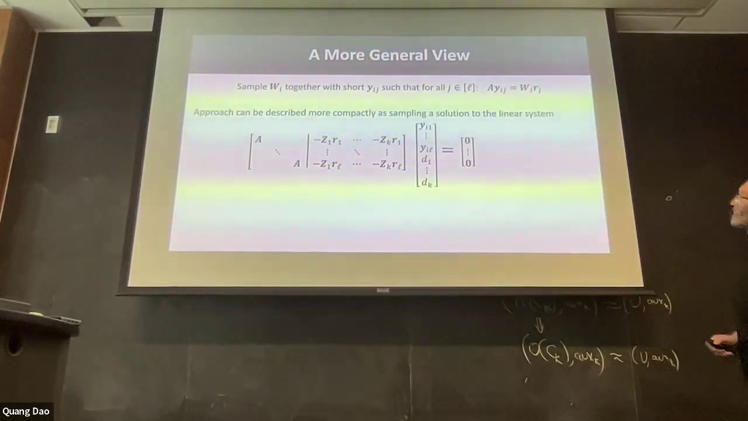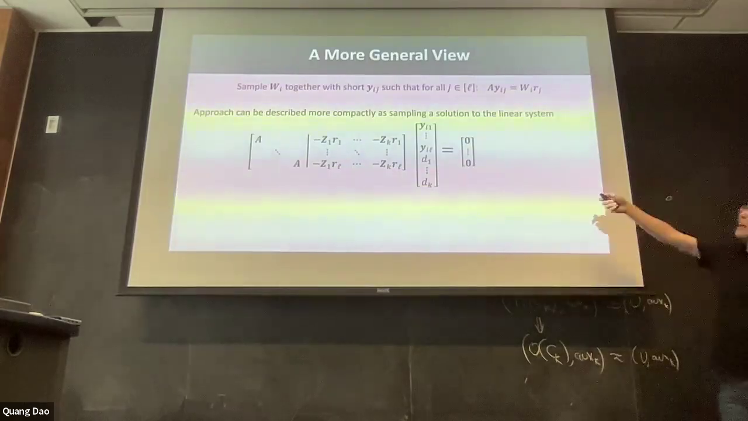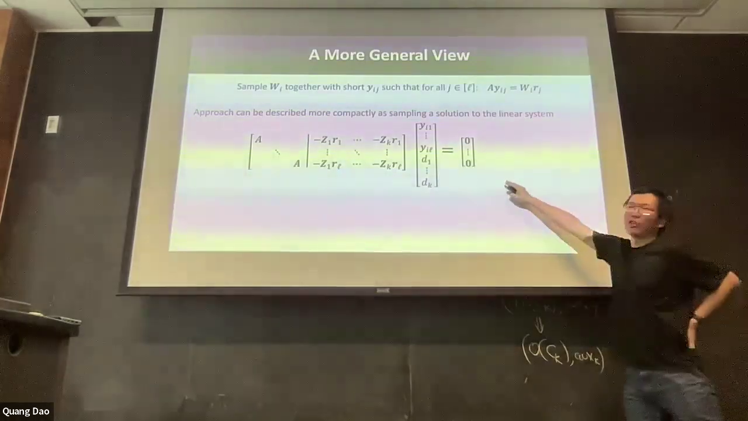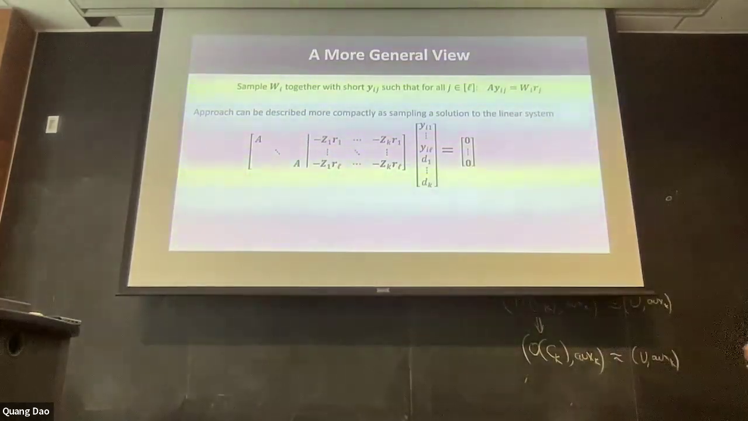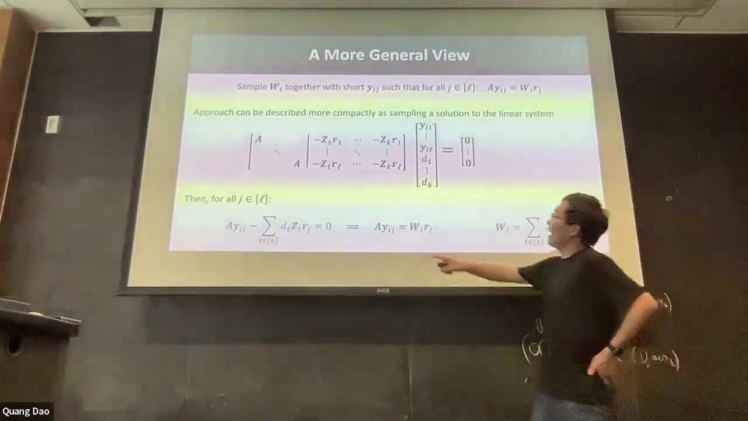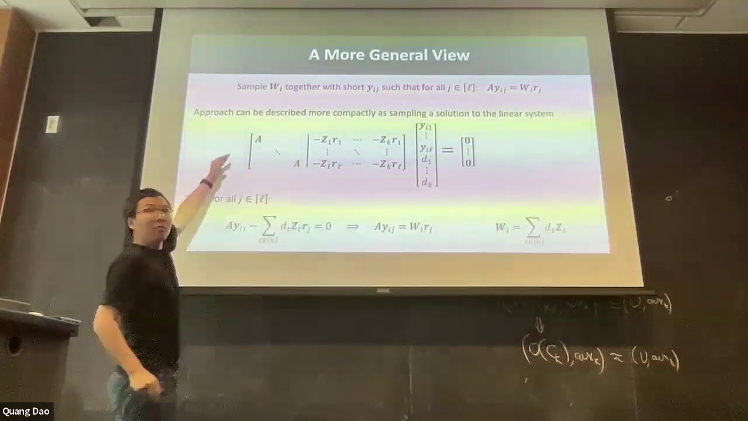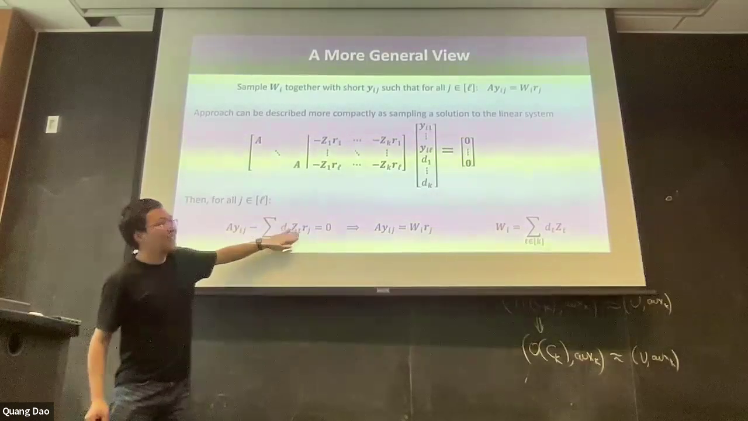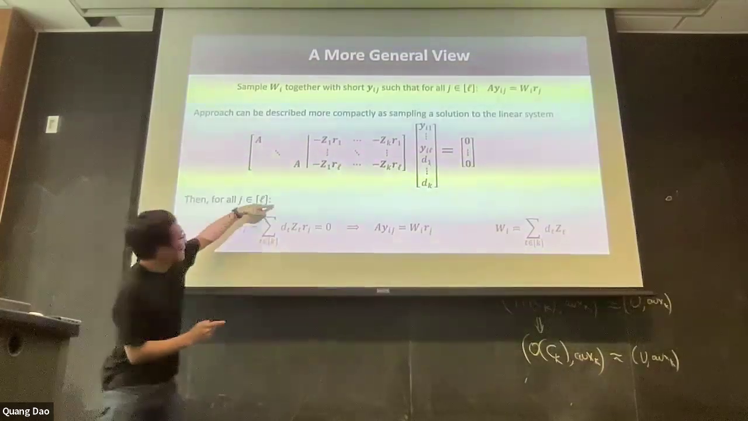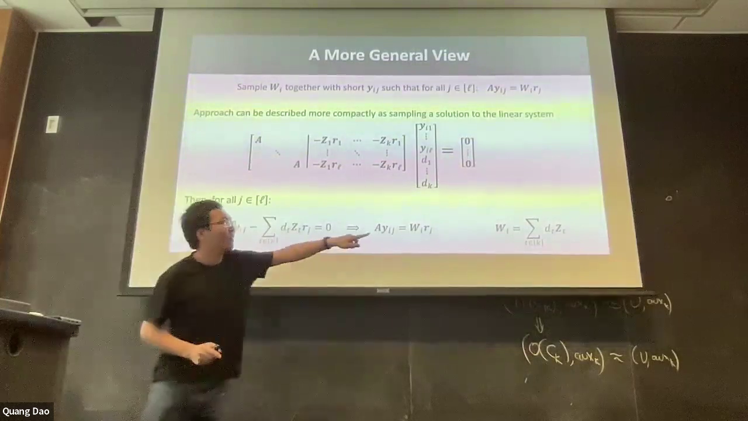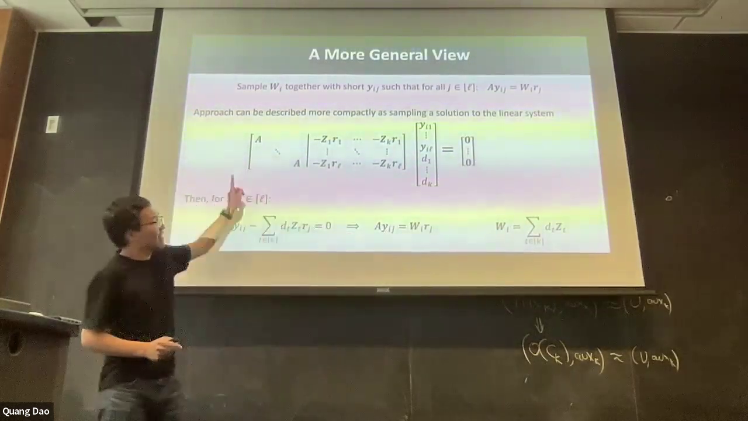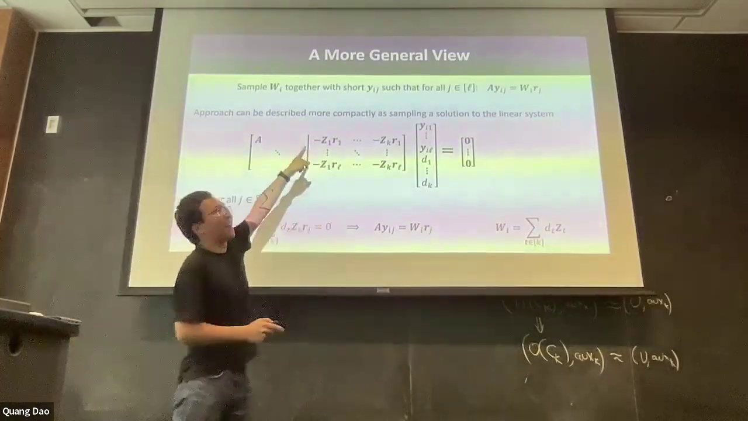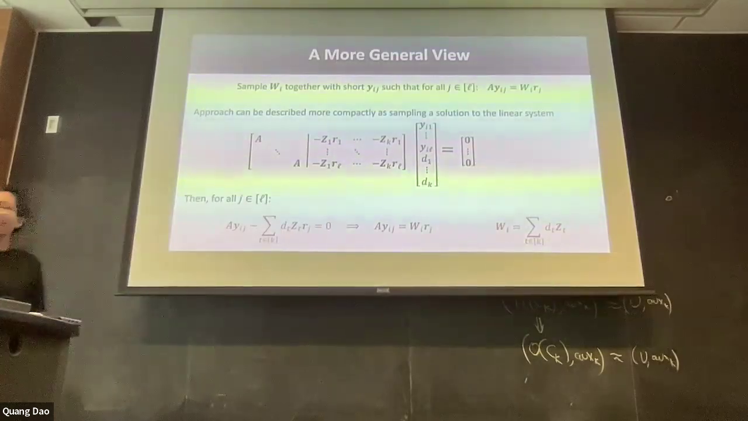And the more general view of it is, I'm just going to write everything as a linear system. I'm just going to rewrite my goal, this sample A·Y_ij equals W_i·R_j. It's basically sampling a solution to this linear system, right? So if you read off each block or each row of this system, I basically get A times Y_ij is equal to some linear combination of the Z's times R_j. And I'm just going to call this linear combination of the Z's my W_i. And so a solution to this linear system now is exactly a solution that satisfies my original goal. Okay, any questions about this?